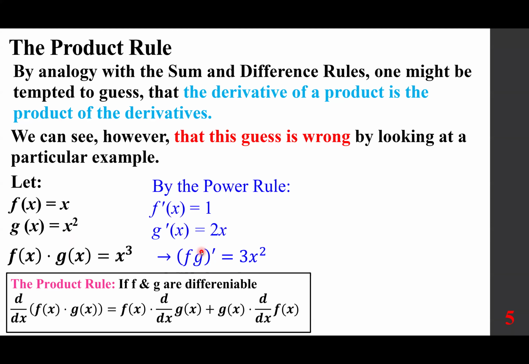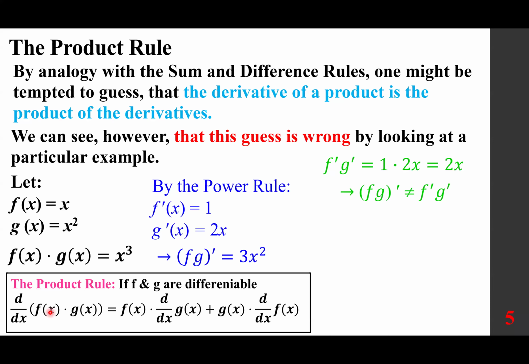But if we go with the same analogy as we did here, we may be under the assumption that it's f' times g', 1 times 2x, which is not the case. So we proved in essence that this doesn't work, because if you want to prove something doesn't work, one example is good enough. So (fg)' is not equal to f'g'.